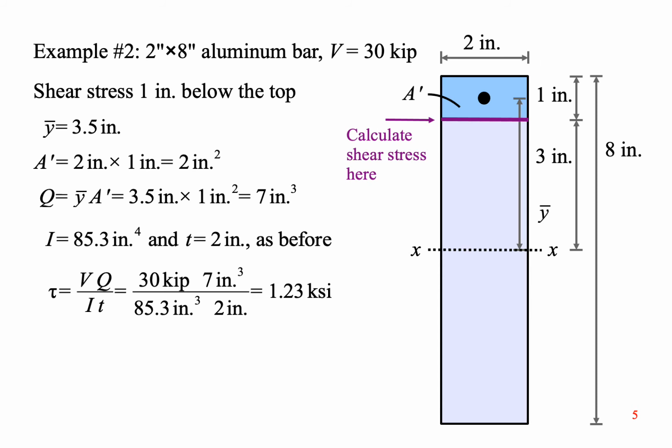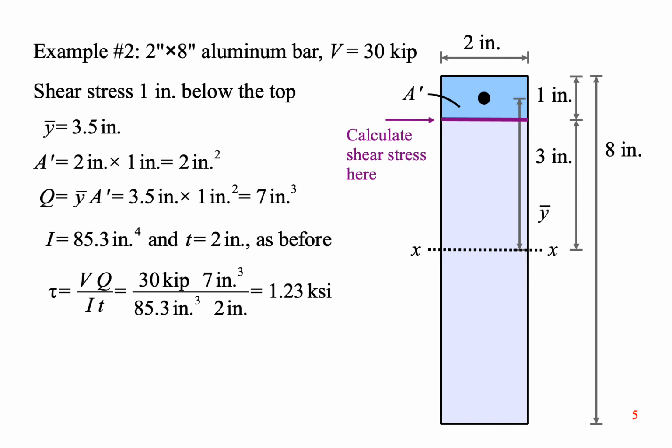The value of I doesn't change because it's for the entire cross-section of the beam. The value of t doesn't change because the thickness of this beam is 2 inches all the way from the top to the bottom. We end up with a smaller shear stress.